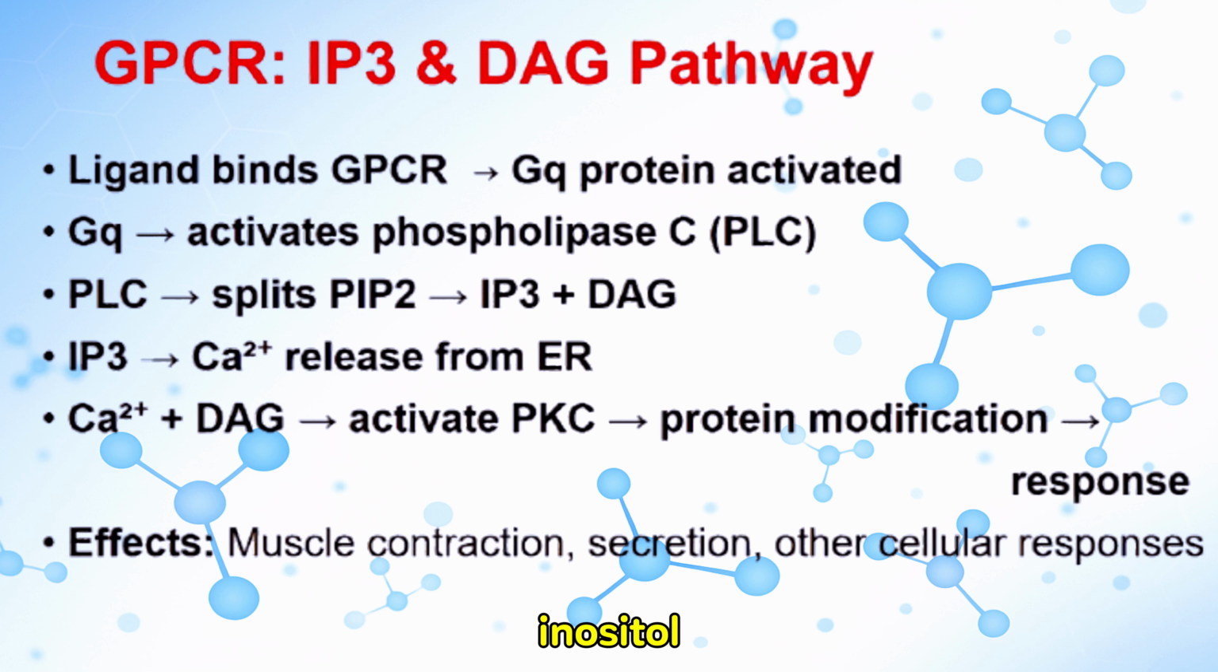IP3 stands for inositol trisphosphate. DAG stands for diacylglycerol. IP3 travels inside the cell to the endoplasmic reticulum. There, it triggers the release of calcium ions into the cytoplasm. Calcium ions, together with DAG, activate an enzyme called protein kinase C, or PKC. PKC modifies proteins to produce effects like muscle contraction or cellular secretion.